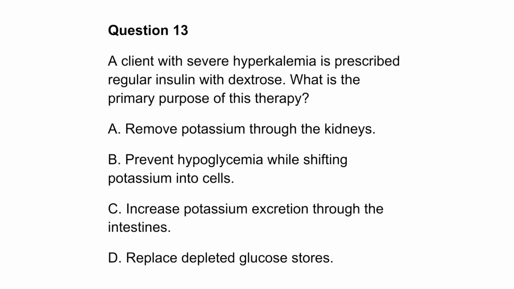Question 13. A client with severe hyperkalemia is prescribed regular insulin with dextrose. What is the primary purpose of this therapy? A. Remove potassium through the kidneys. B. Prevent hypoglycemia while shifting potassium into cells. C. Increase potassium excretion through the intestines. D. Replace depleted glucose stores.